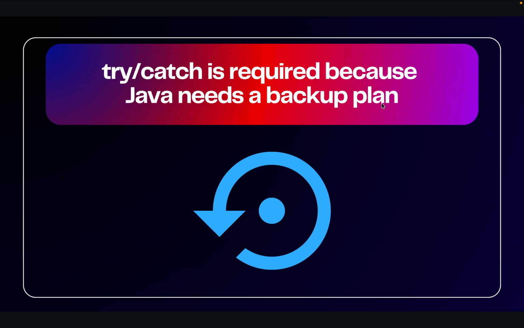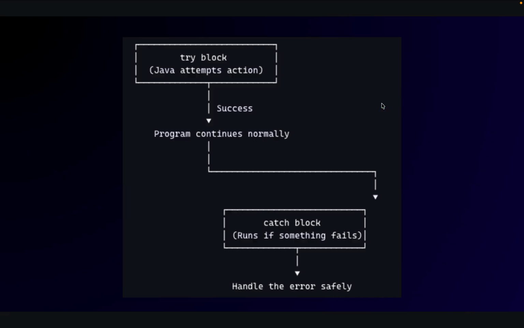So basically, your try catch is going to be required because Java is always going to need a backup plan when you're working with files, because you never know if the file is in the right spot or if it even exists.